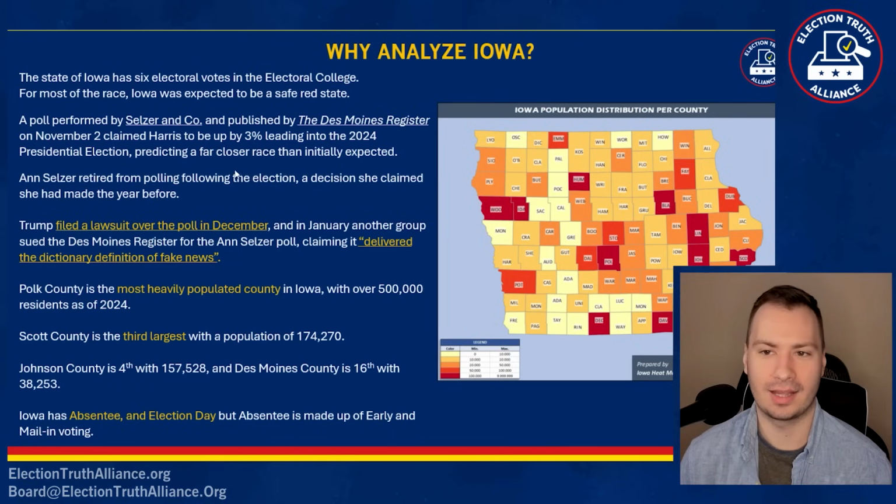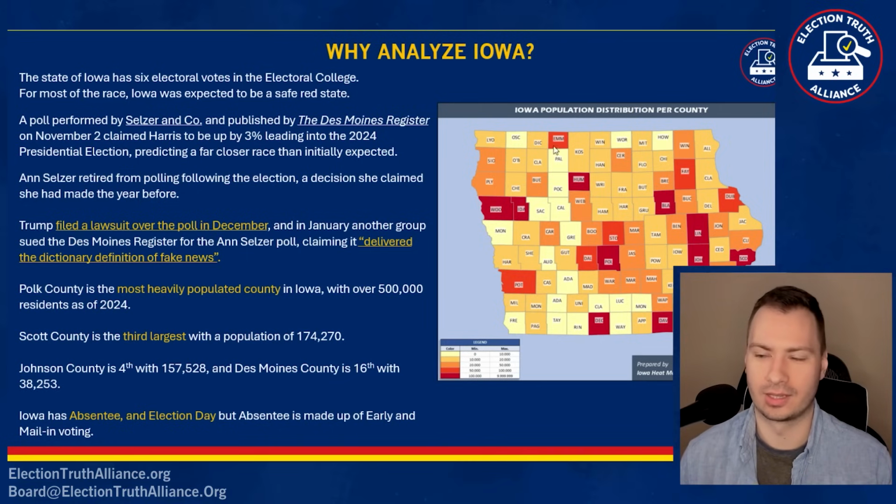And some notable highlights: there is a very reputable pollster named Ann Selzer, and the Des Moines Register, a news register that published her polls. And so leading up to the election, she had claimed somewhere around a 3% lead for Harris. I believe her split was somewhere around maybe 3 to 4 swing states out of the 7 could go either way. And so she actually retired after the election, a decision she claimed she made the year before.